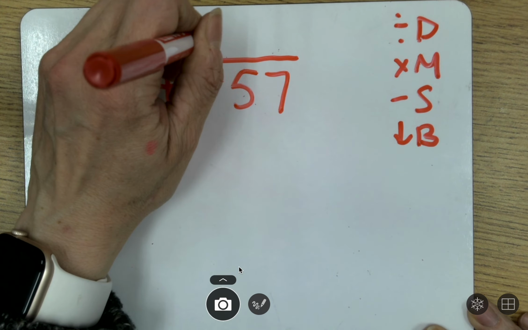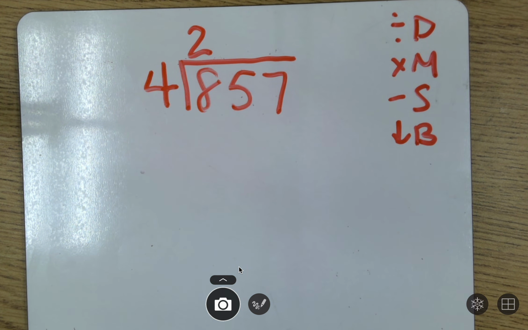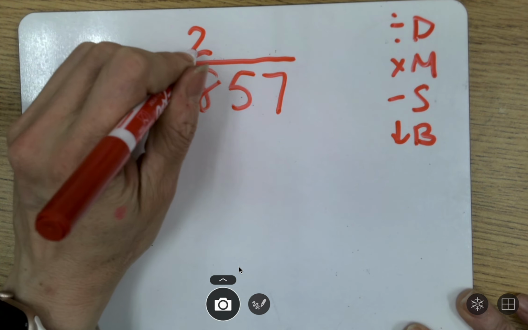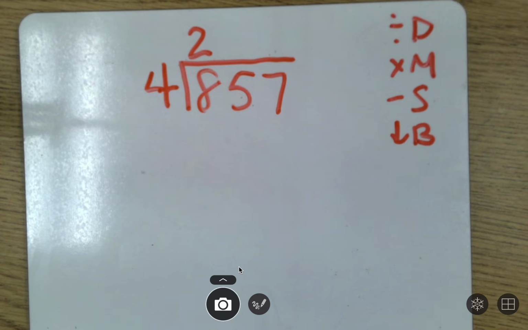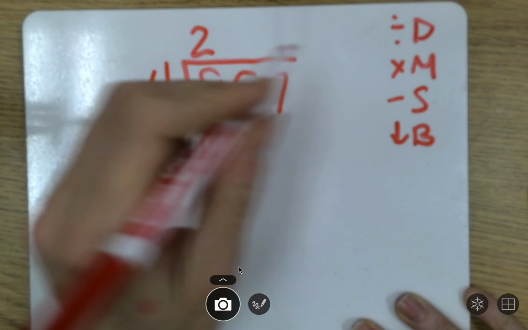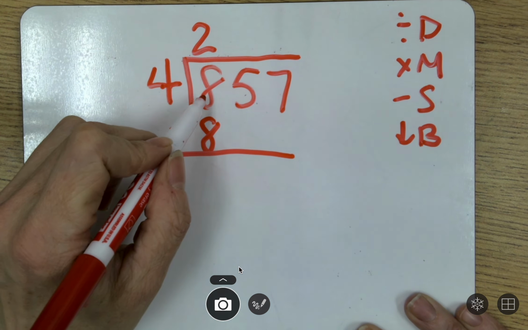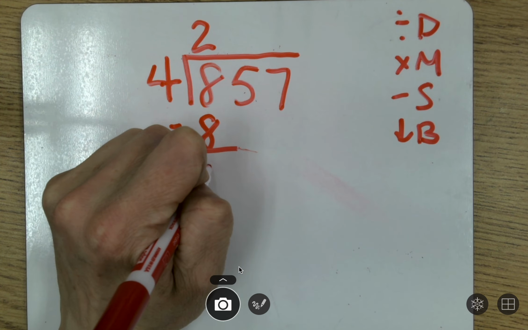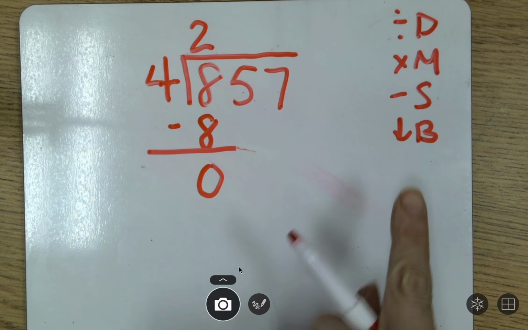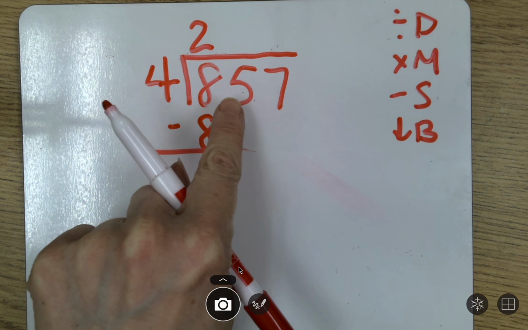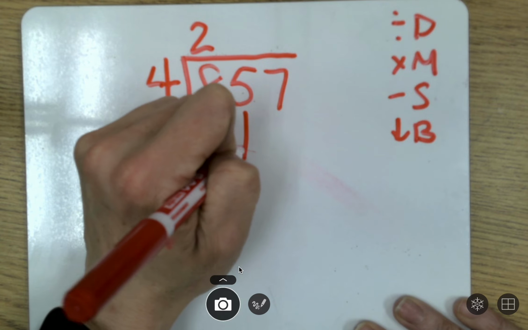So I'm going to put a 2 up here. So that was my divide. Now I'm going to go to my next step, multiply. 4 times 2. What's 4 times 2? 4, 8. I'm going to put an 8 under this 8. And my next step is to subtract. 8 minus 8 is 0. Okay. Now I'm going to go back to the top of my list and work. Oh, and bring down the 5, excuse me.